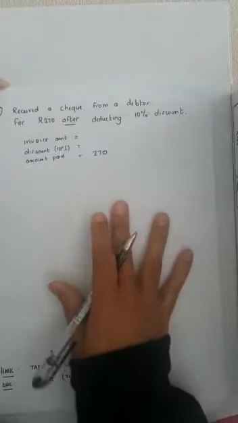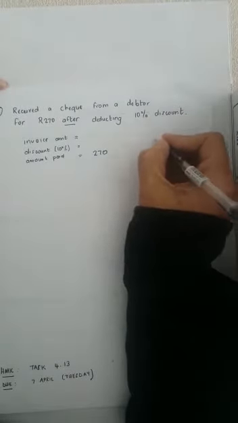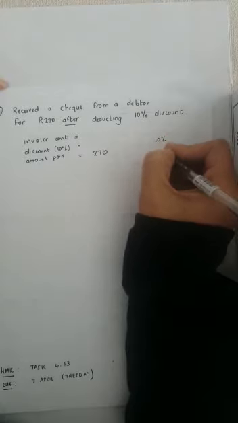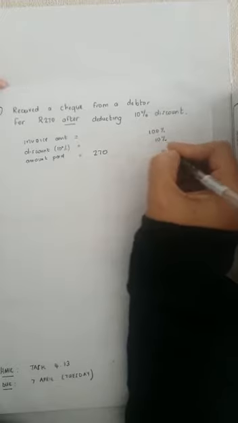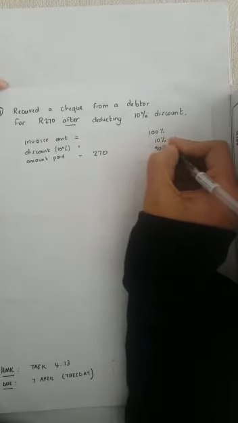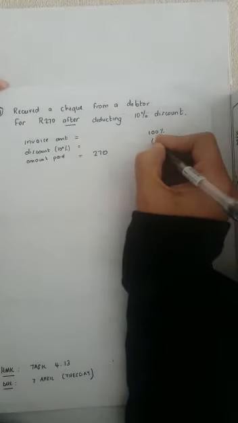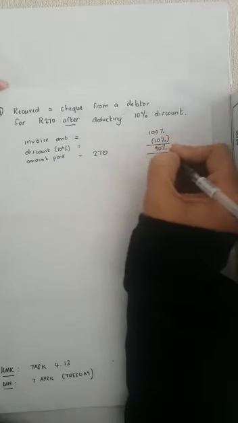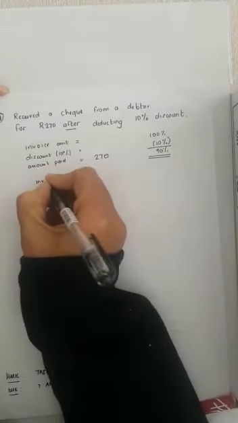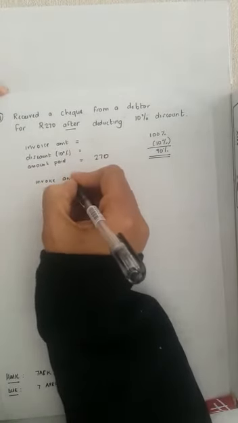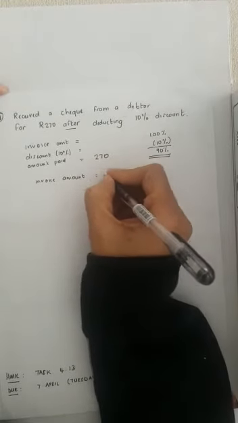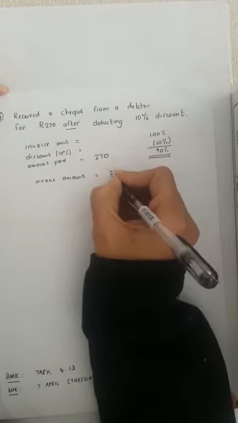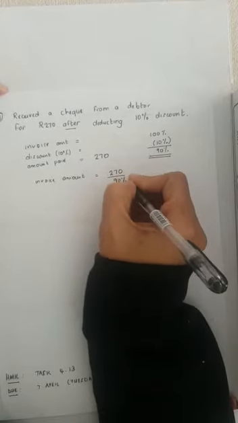Okay, so if we use this in terms of percentages, the discount is representing 10%, my invoice amount represents my 100%, and my amount paid represents 90%, because we are minusing 10% from the full amount and we are getting an amount of 270 Rand. So to calculate the invoice amount, you would take the amount paid, which is 270 Rand, and divide it by 90%.